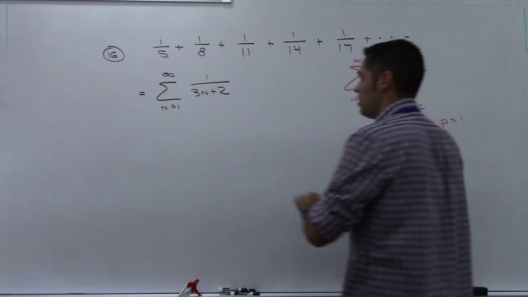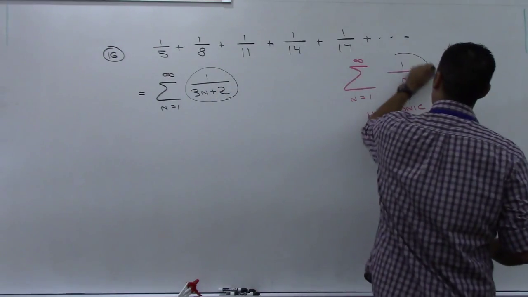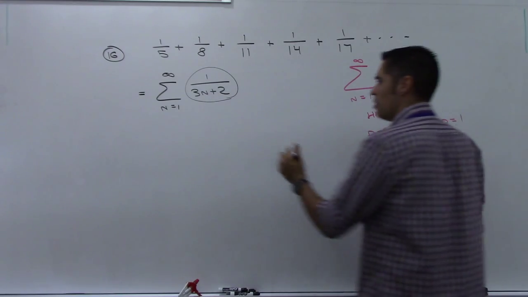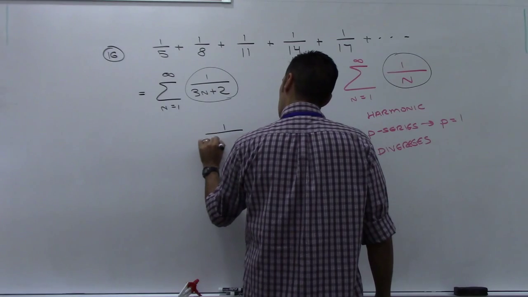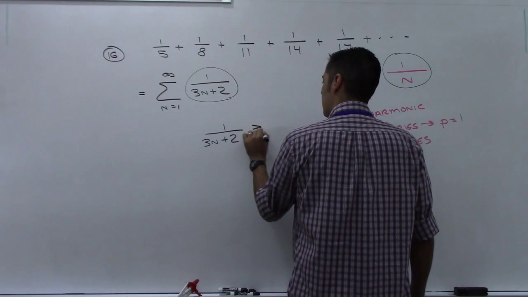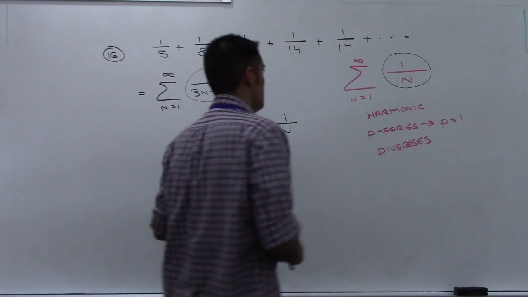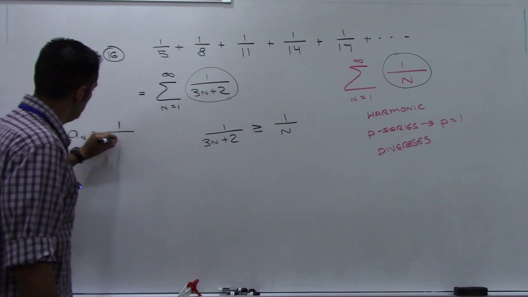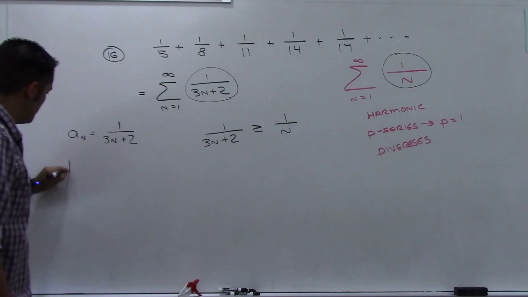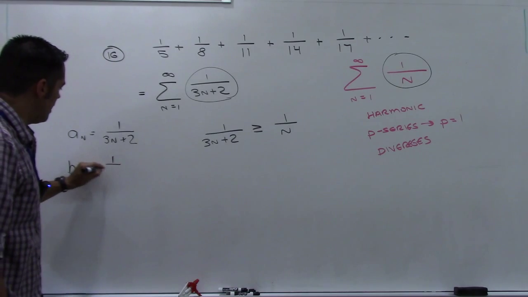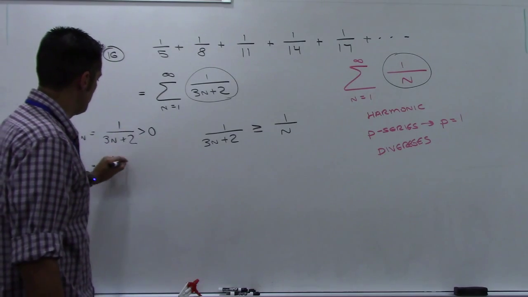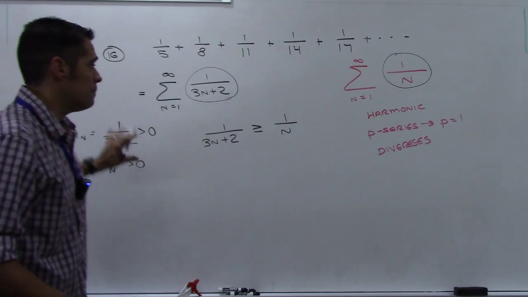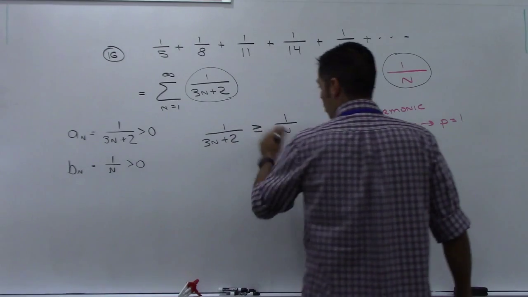So the comparison I need to do with this is I need to show that these guys are always bigger than these guys. So I need to show that 1 over 3n plus 2 is bigger than or equal to 1 over n. Also, I'm looking at a sub n being 1 over 3n plus 2, and b sub n being 1 over n. Both of these are greater than 0. Obviously, if n is positive, these are both going to be positive numbers. So I've checked that. I can use the comparison test. Let's go ahead and do our work here.